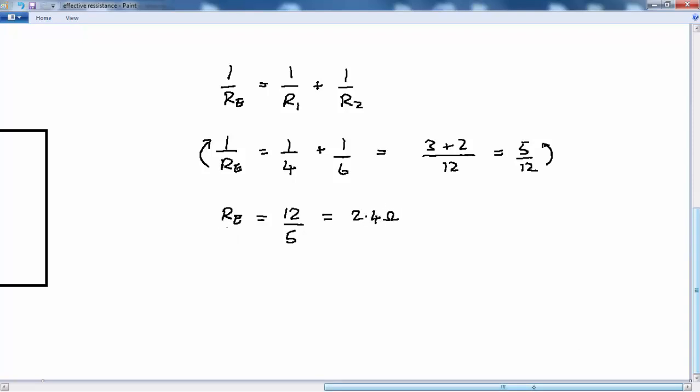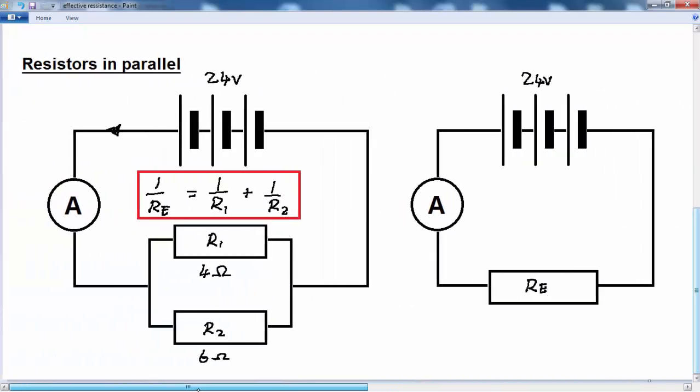Going back to our equivalent circuit with the effective resistance, we can say that value is now 2.4 ohms. So we can use Ohm's law again to calculate the current, remembering V equals I times RE. So I equals V over RE, the effective resistance, which is equal to 24 over 2.4, which is equal to 10 amps.